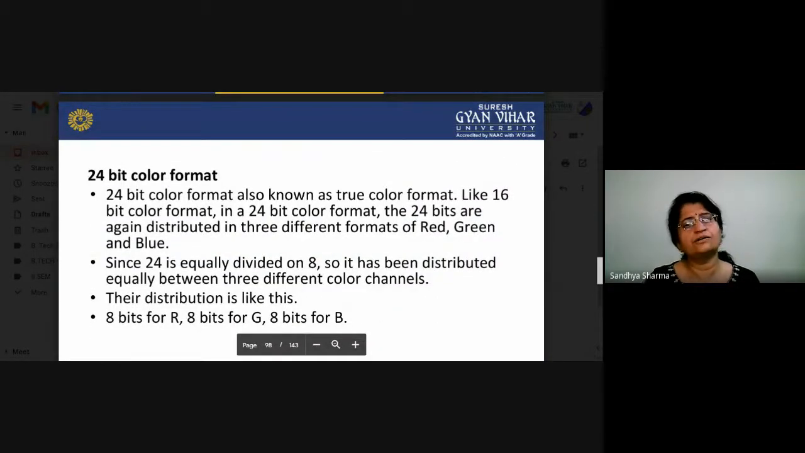Now, the 24-bit color format. It is also known as the true color format. Like the 16-bit color format, in the 24-bit color format the 24 bits are divided among the three channels of red, green, and blue. But here they are equally divided: 8 bits for red, 8 bits for green, and 8 bits for blue. So this is the bits format, and we further divide it into red, green, and blue.